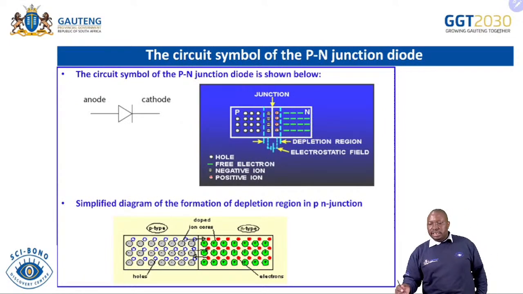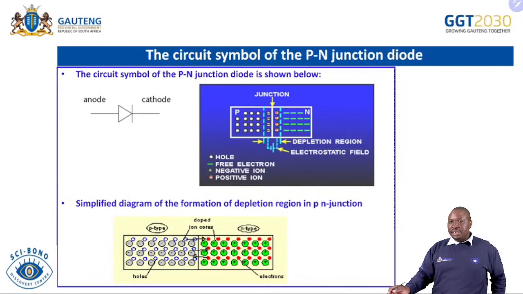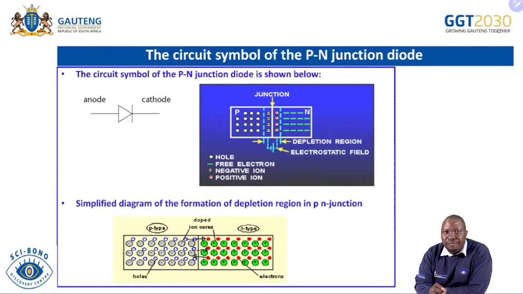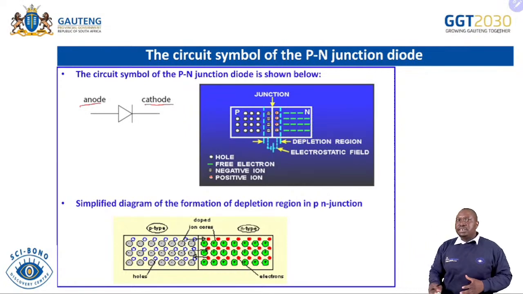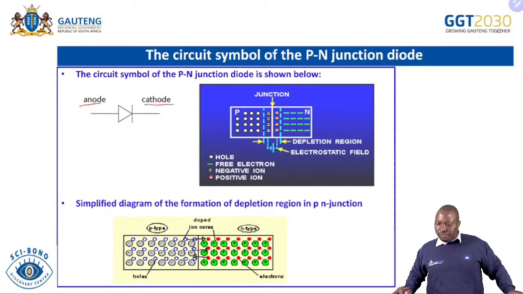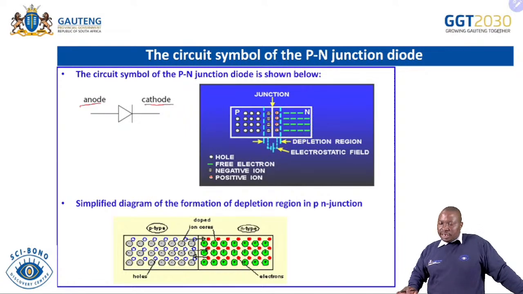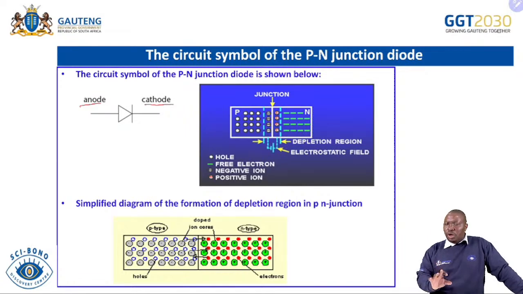Now we're looking at the symbol of the PN junction diode. So now you can see what we've created. We have created what we refer to as the anode and the cathode. I would like to believe that in grade 11 you have done the anode and the cathode, though not in much detail, which is the focus of next term, where you will be dealing with redox reactions. So you will be dealing with a lot of these anode and cathode.